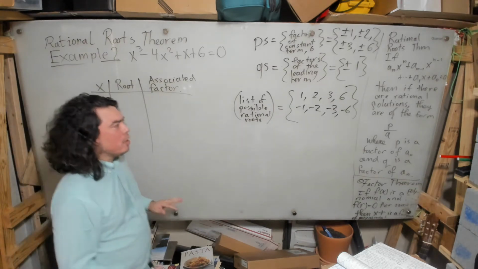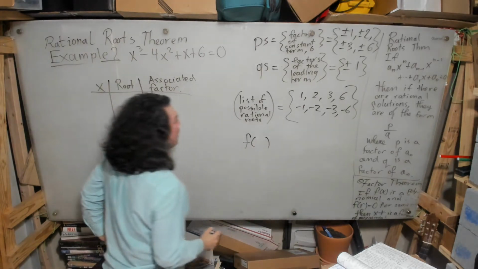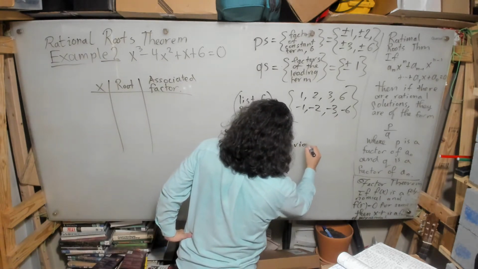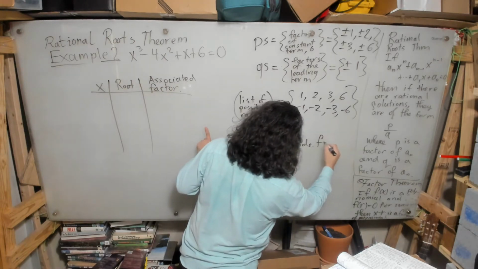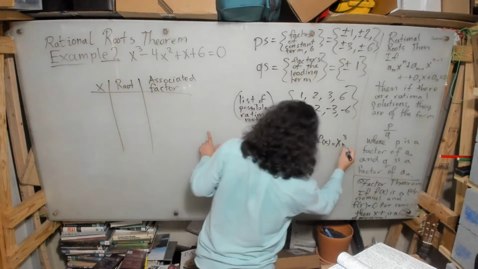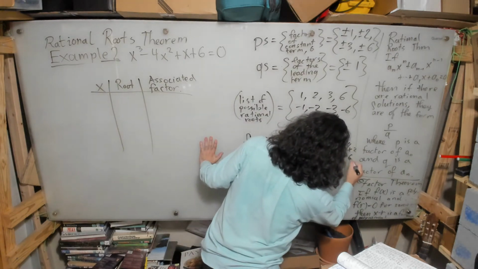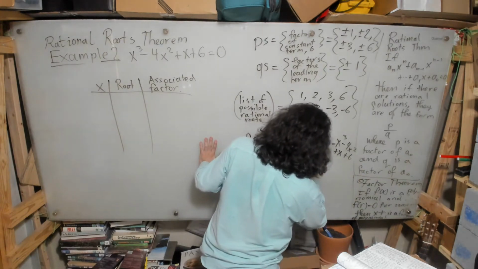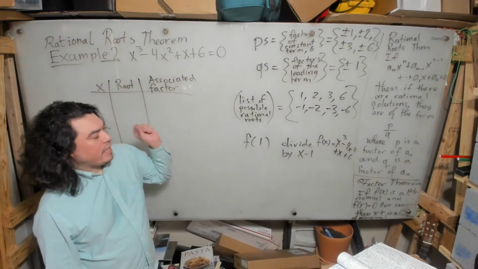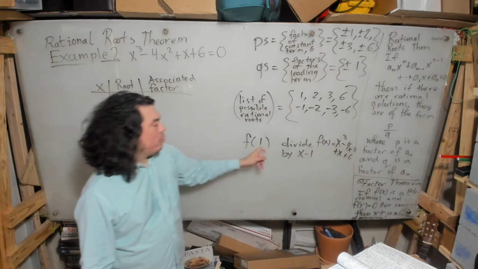Anyway, that was just a jumble right there. I apologize. Okay, so what I want to calculate is f of 1. So that means I'm going to divide the polynomial, let's say f of x equals x cubed minus 4x squared plus x plus 6, by x minus 1, because I know from the remainder theorem that if I divide this polynomial by this factor, the remainder will be this, okay?